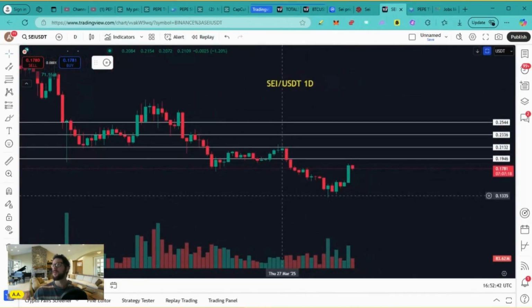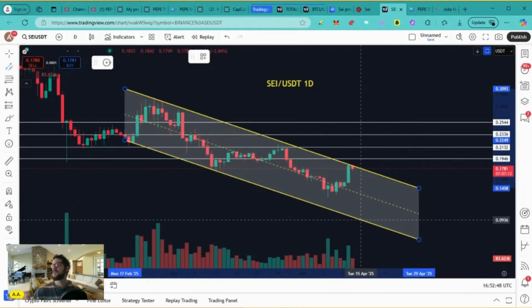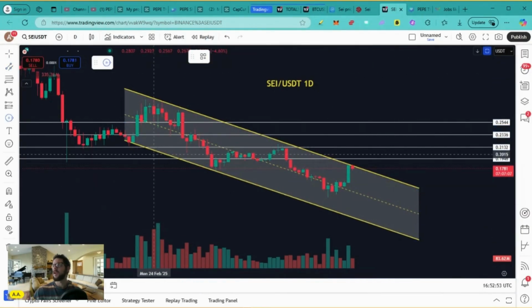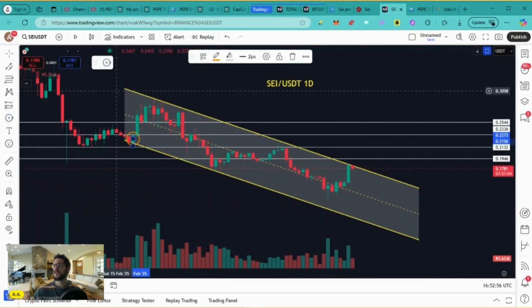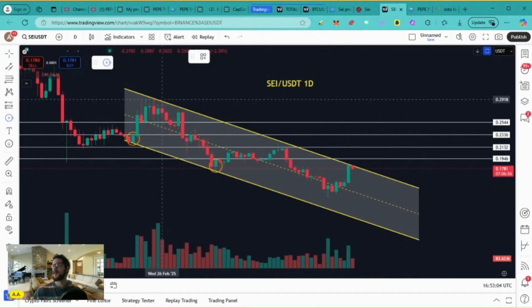So if we zoom in a little bit, we see that SEI has been downtrending, moving inside this descending channel that I have here on the chart. We have this lower descending yellow trend line that has been acting as support. The price action bounced here. We had another bounce here. And also we have this upper descending yellow trend line that has been acting as resistance. The price action got rejected here multiple times, another rejection here.